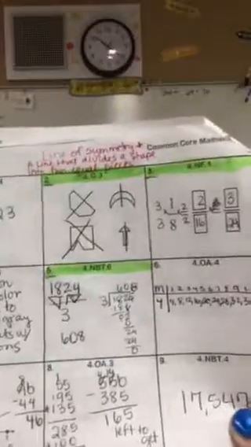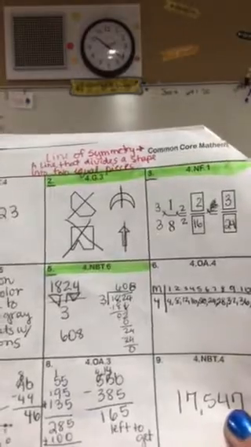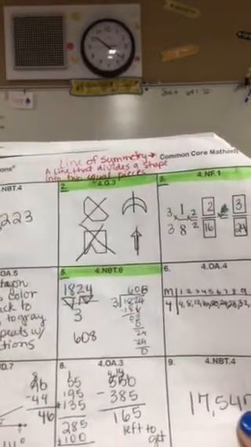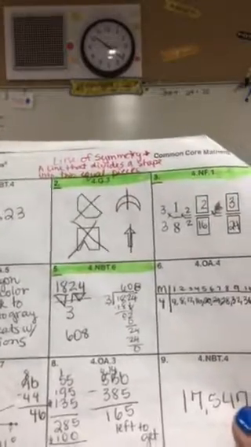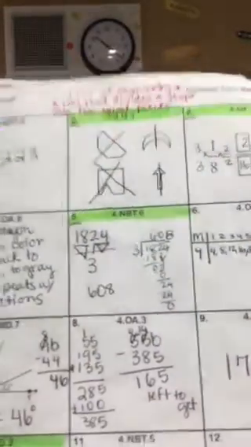The one that they have here was a symmetry problem. I asked them to write the definition. A line of symmetry equals a line that divides a shape into 2 equal pieces. They're just practicing showing the shapes that are equal, or that have the line of symmetry. This one was one that did not.